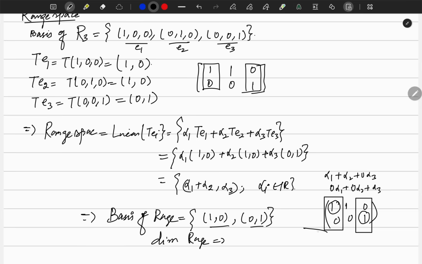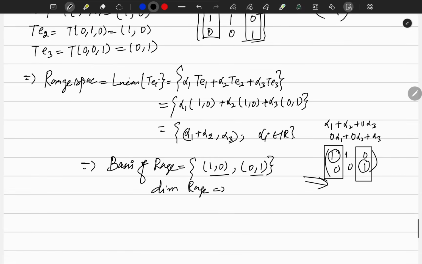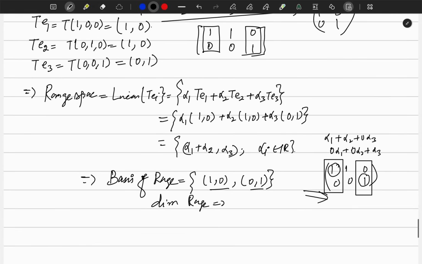So that's why we are taking the transpose when we have to find the range. Otherwise your matrix will be 1 0 1 0 0 1, so you are taking the transpose, and it will become the same. So this is why we take the transpose to check the range space. So this is the range space, where the dimension of range is 2. So that means the rank of T is 2.